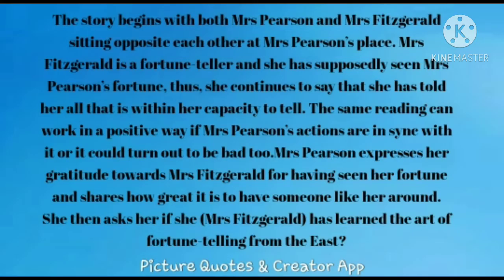The story begins with both Mrs. Pearson and Mrs. Fitzgerald sitting opposite each other at Mrs. Pearson's place. Mrs. Fitzgerald is a fortune teller and she has supposedly seen Mrs. Pearson's fortune. Thus, she continues to say that she has told her all that is within her capacity to tell. The same reading can work in a positive way if Mrs. Pearson's actions are in sync with it, and it could turn out to be bad too.